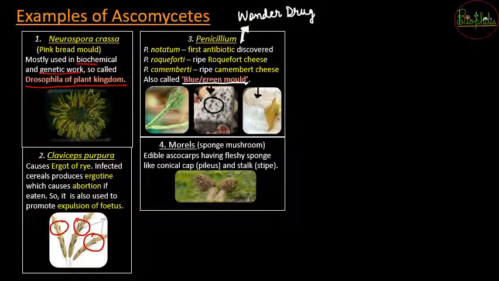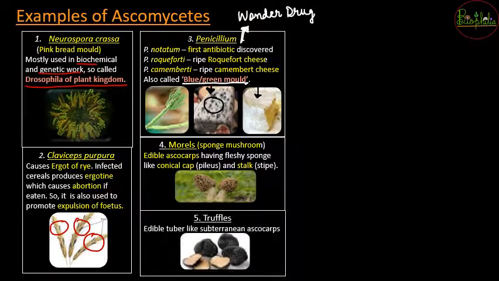Next is about morels. Morels जो होते हैं, they are called as sponge mushrooms. They are going to have edible ascocarps. Ascocarps होते हैं that are going to produce ascospores. So these ascocarps are going to be edible. People enjoy it as a delicious delicacy. So these morels are going to have a conical cap and a stalk which is going to be eatable part of this fungi. वैसे ही और एक edible mushroom होता है that is called as truffles.